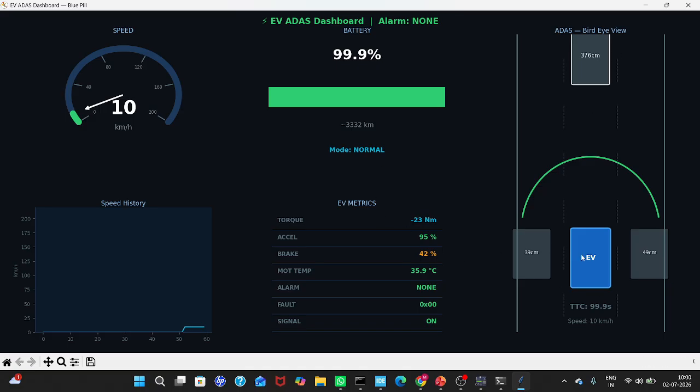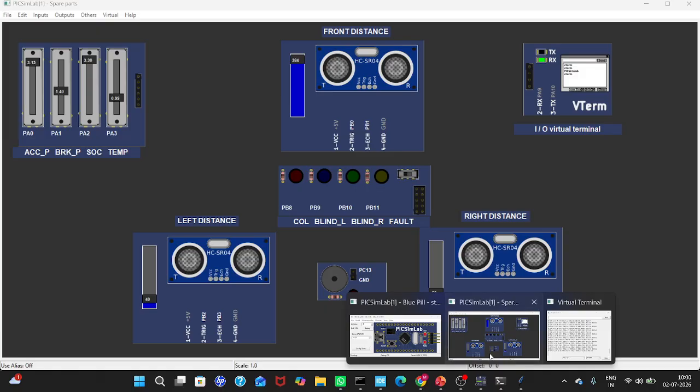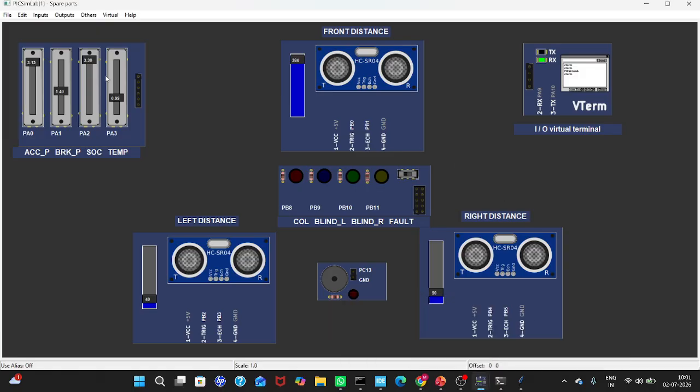And we can see clearly the torque, acceleration, brake, motor temperature, alarm, fault, and signal. This is the battery percentage available right now, and this is the speed history. Now if I reduce this acceleration, even if I increase this brake pedal, and when I increase the temperature also, there is a warning signal and fault signal. Okay, then I'll decrease it right now.